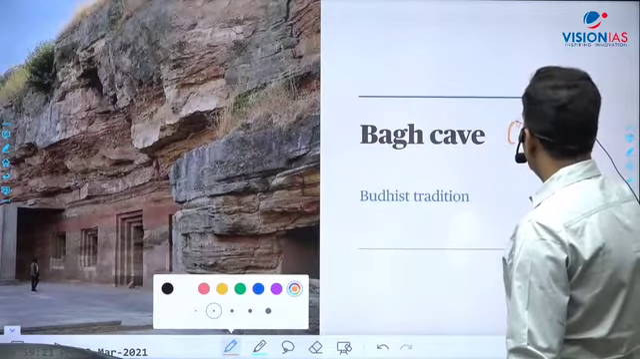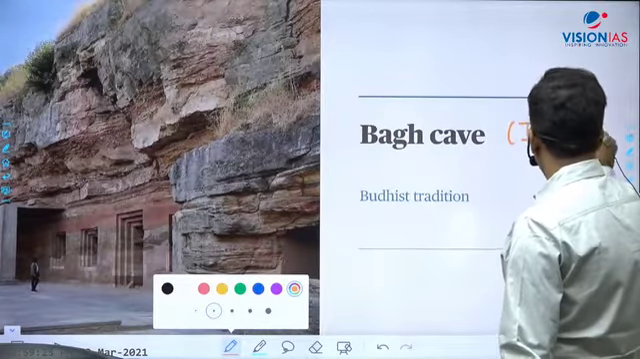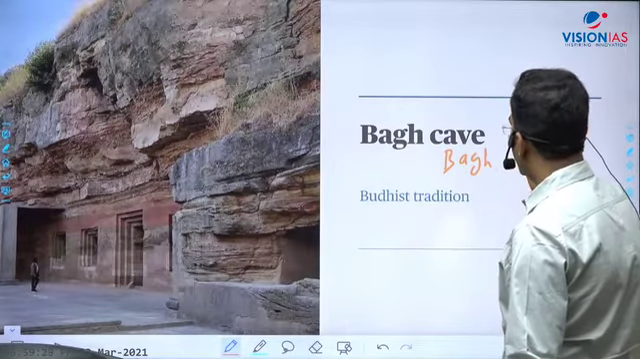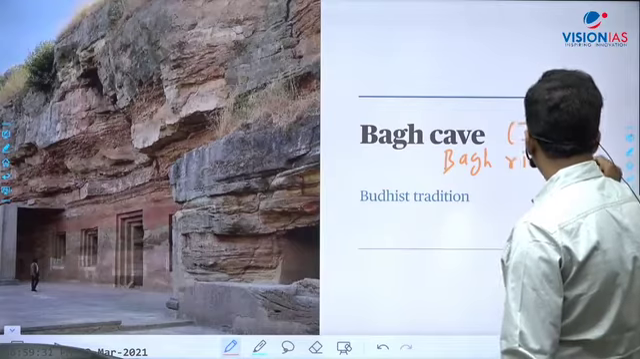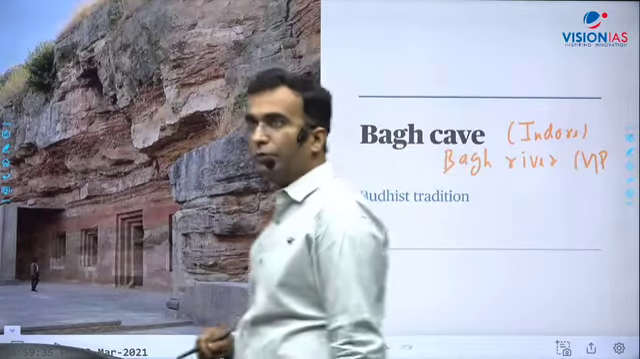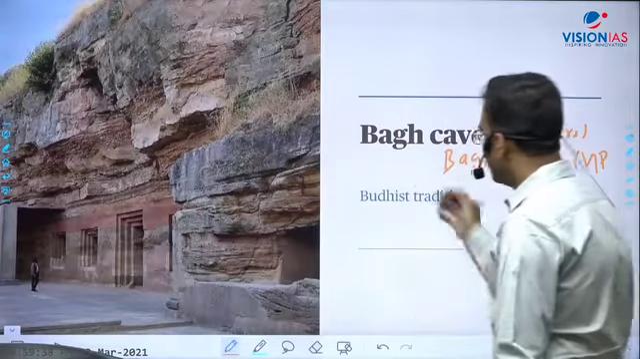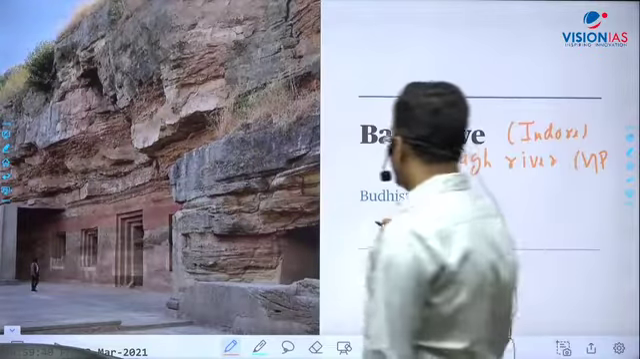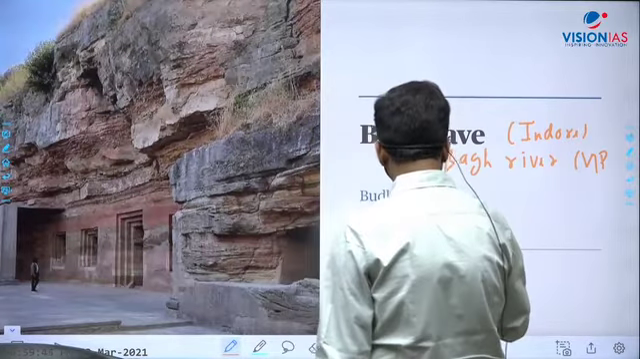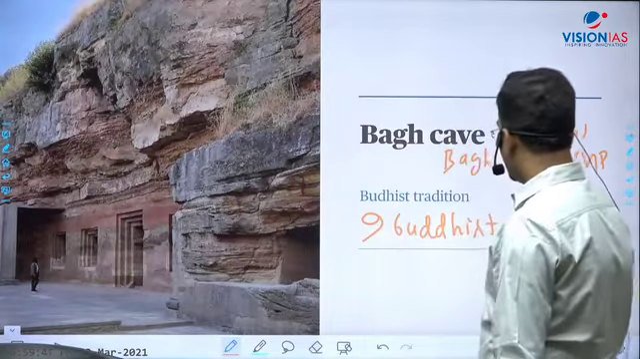It is closer to Indore, on the banks of Bagh River, near Bagh River in MP. So in MP. You keep on writing, I will write it here. So there were a total of 9 Buddhist caves.